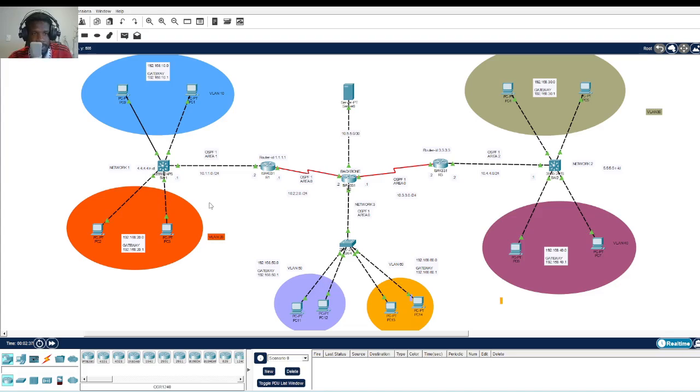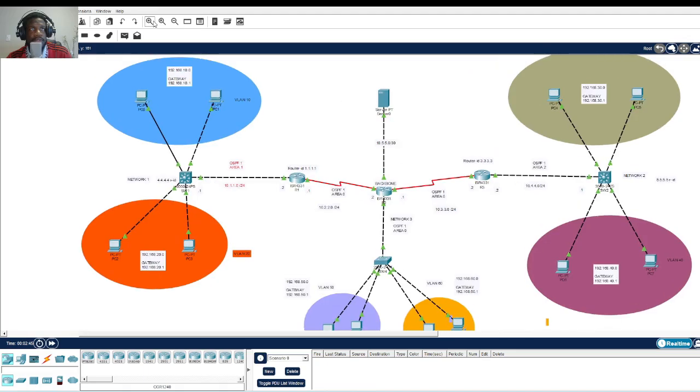Another thing that you'd notice is I have different OSPF areas. Okay. I have area 1 here on the left, right here. Let me zoom in a little bit.